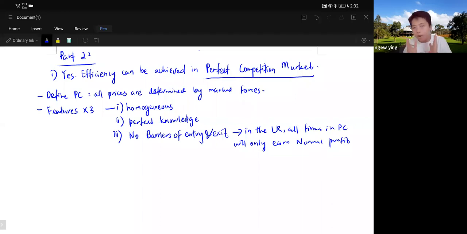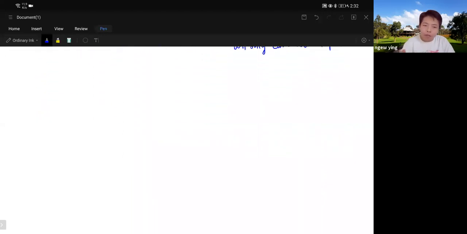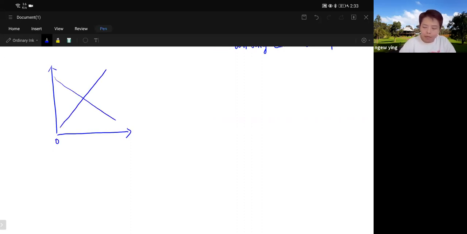So now let's draw the diagram for perfect competition firms, and then based on the diagram, we find out how perfect competition firms can achieve efficiency. First of all, when we are drawing a perfect competition diagram, we always need to show the market forces diagram, because the market demand and supply is the determinant for price. So we label this the market diagram, and identify the equilibrium price and equilibrium quantity in the market.